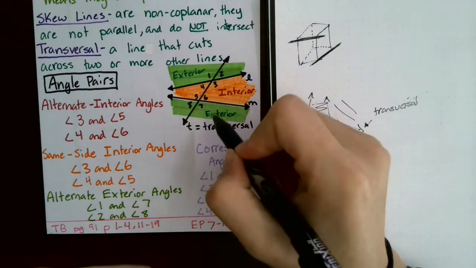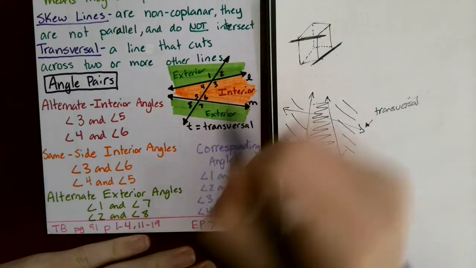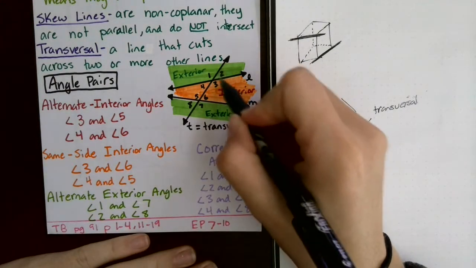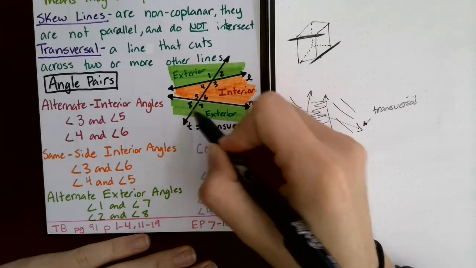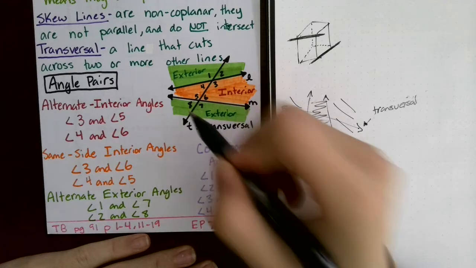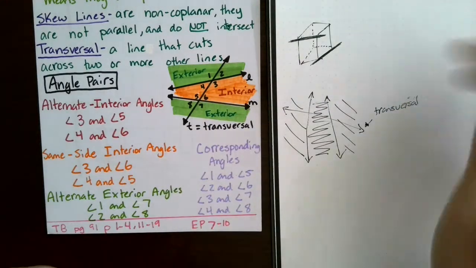So we can see that on here. Next up, we have angle 2 and 8. So we have this angle up here. So we go on the other side in the other group on the exterior, and we have angle 8. So those are alternate exterior, and we can see how the name goes with it.